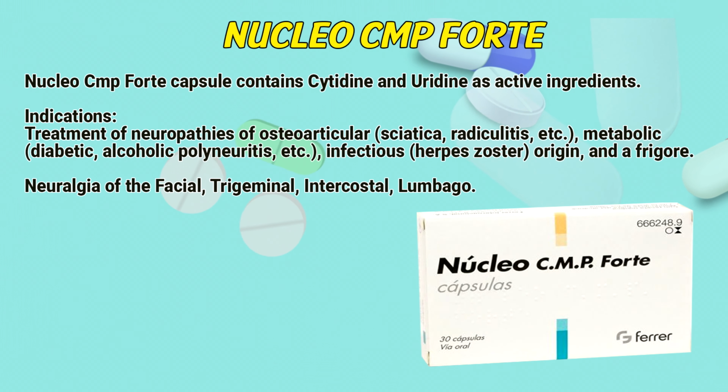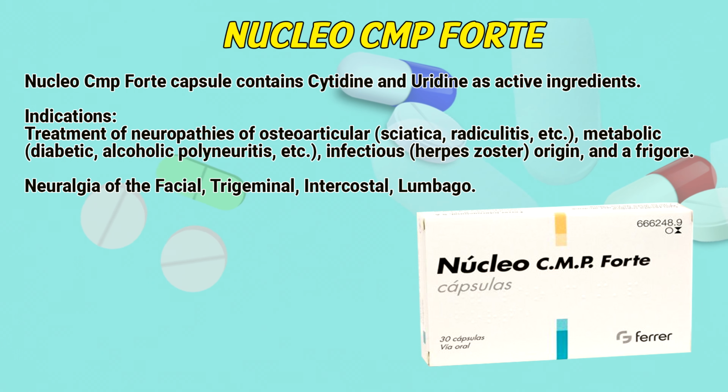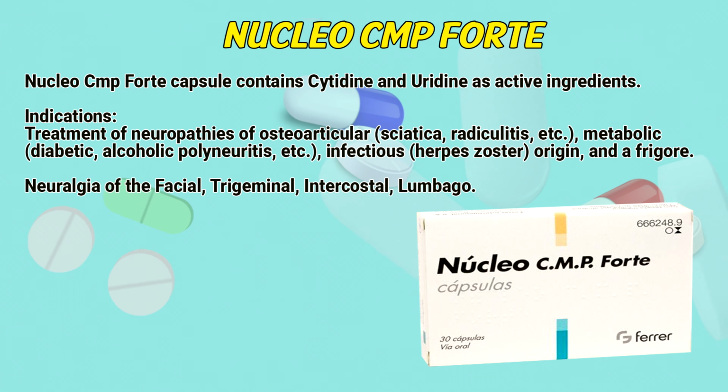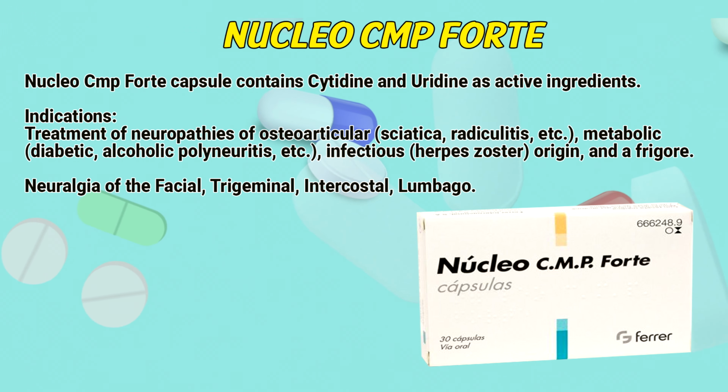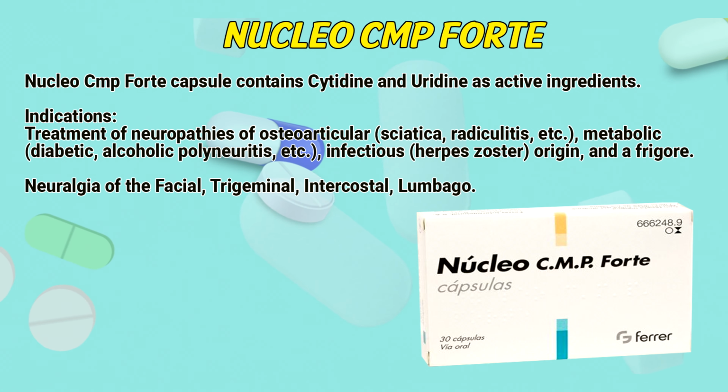Nucleo Cmp Forte capsule contains Cytidine and Uridine as active ingredients. Indications: treatment of neuropathies of osteoarticular, sciatica, radiculitis, etc., metabolic, diabetic, alcohol polyneuritis, infectious, herpes zoster and frigore, neuralgia of the facial, trigeminal, intercostal, lumbago.